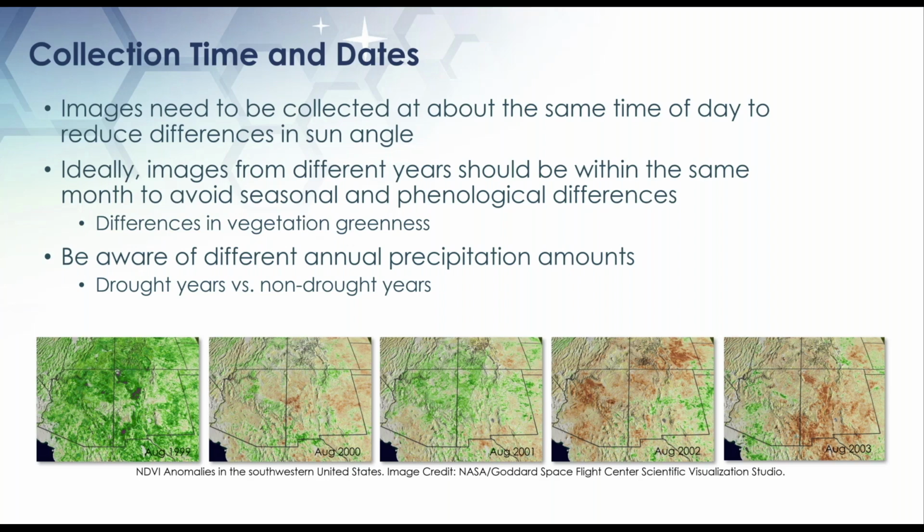Also, going back to different precipitation amounts, that's another thing to be aware of. Even though you're looking at anniversary dates, if you have different precipitation amounts each year, as you can see in this image, that's also going to affect your spectral characteristics of that image, unless you're interested in looking at differences in precipitation amounts.